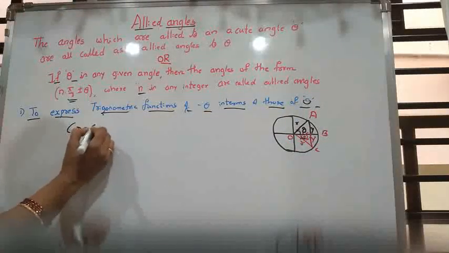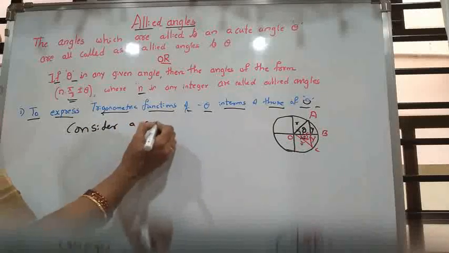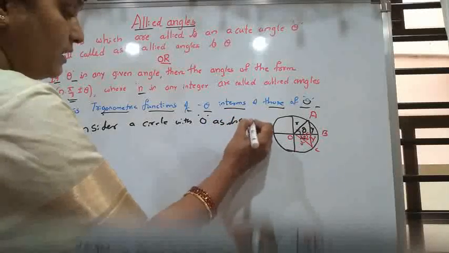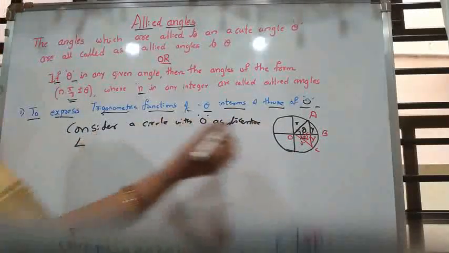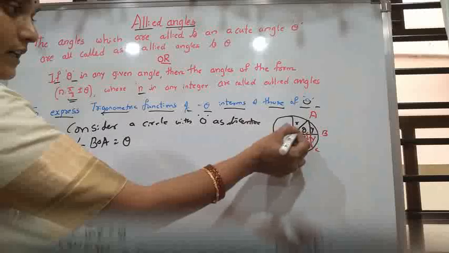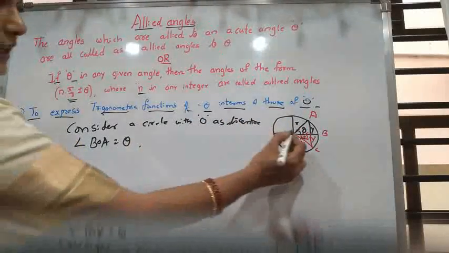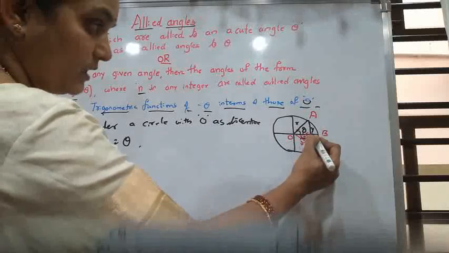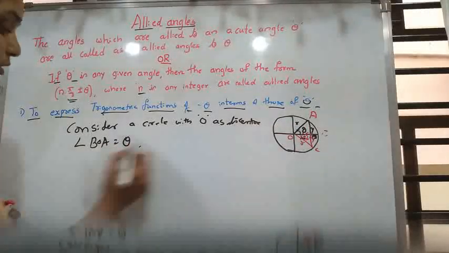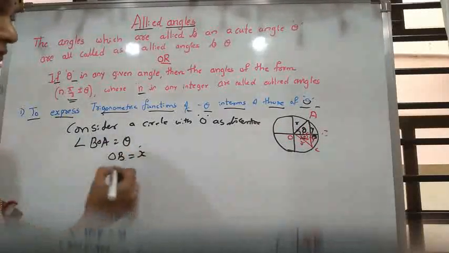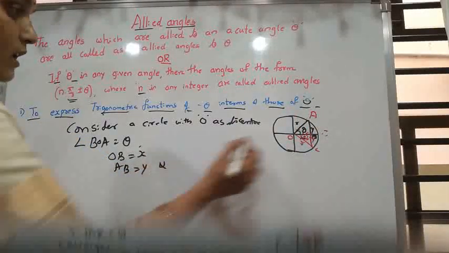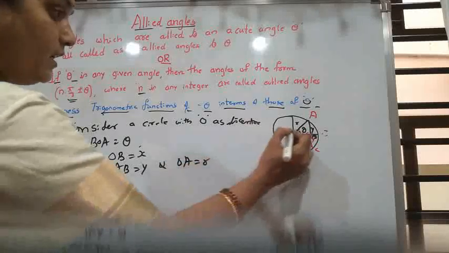Okay. So, what is the construction? Consider a circle with O as its center. Let angle BOA be equal to theta. It is positive. Then the side adjacent to this, I will call this point B. Adjacent to this, OB, it is x. Then the side opposite to it, I will call AB. It is y. And OA is the hypotenuse.